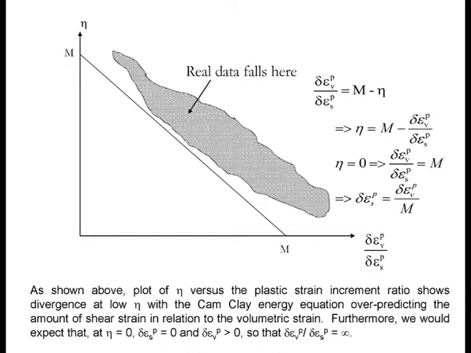Now, if you look at this region here, what is the significance of this region? This is the region when eta is low. The stress ratio is low. So this is the low stress ratio region. Now, what do we mean by low stress ratio region? The stress ratio is q over p prime. So when we talk about the low stress ratio region, we're talking about this region over here.